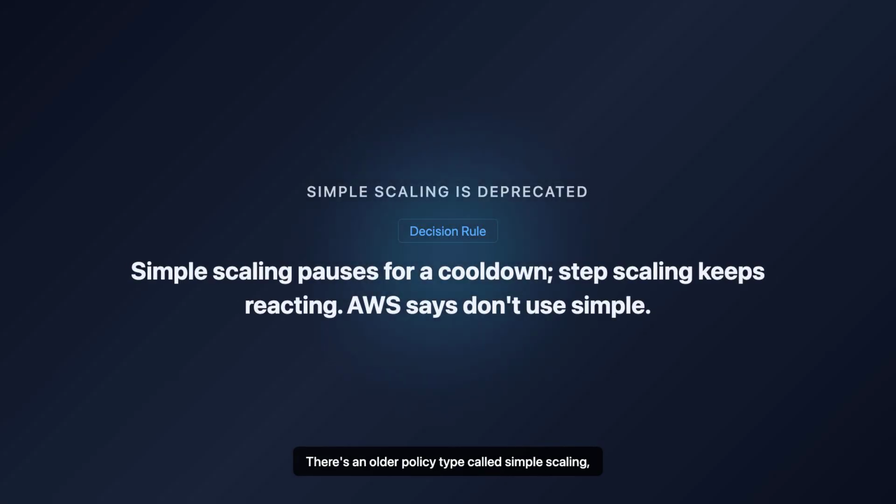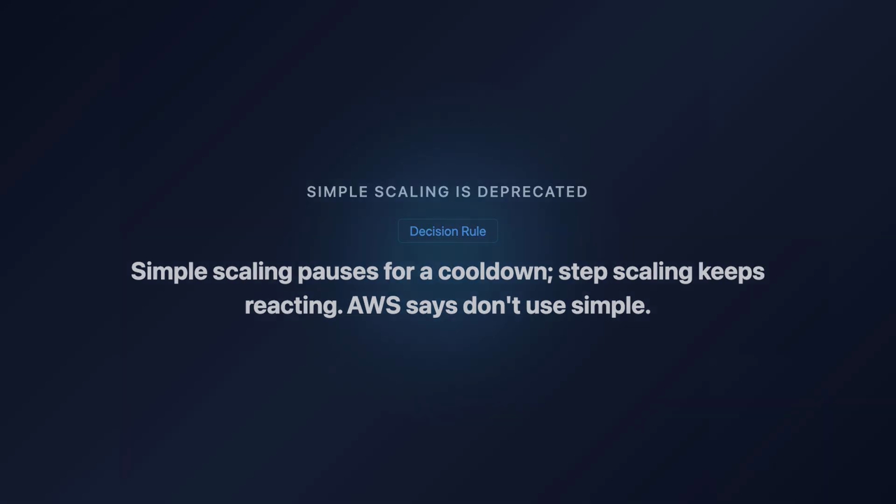There's an older policy type called simple scaling, and you should know why it's been left behind. Simple scaling fires one adjustment, then pauses for a cooldown period before it will respond to anything else. During a fast-moving spike, that pause is exactly when you need the group to keep reacting. Step scaling doesn't pause. It continues evaluating alarms mid-activity. That's the primary functional gap between them, and Amazon Web Services now explicitly recommends against simple scaling. If both appear as options, step wins.